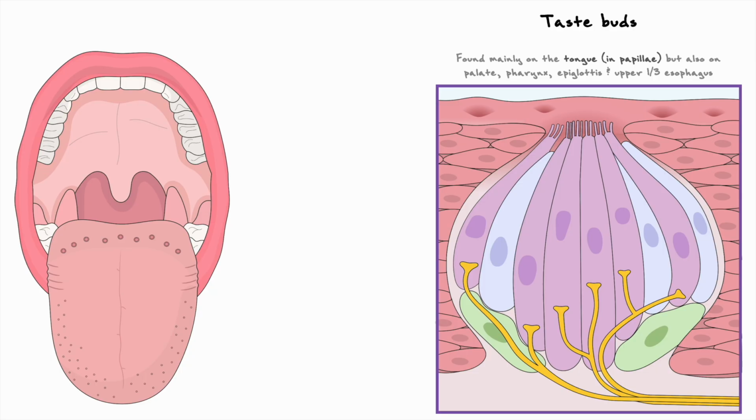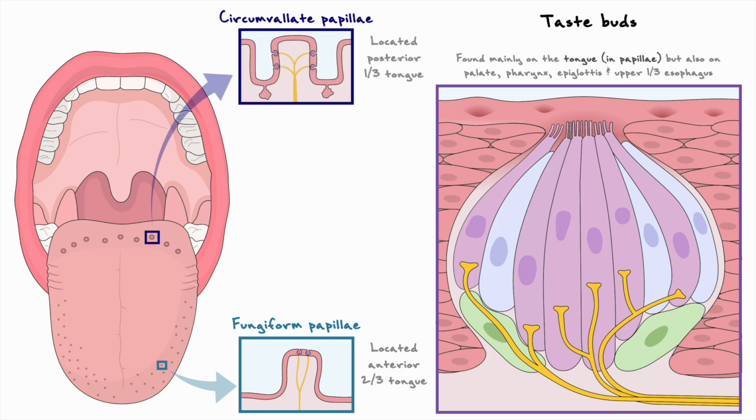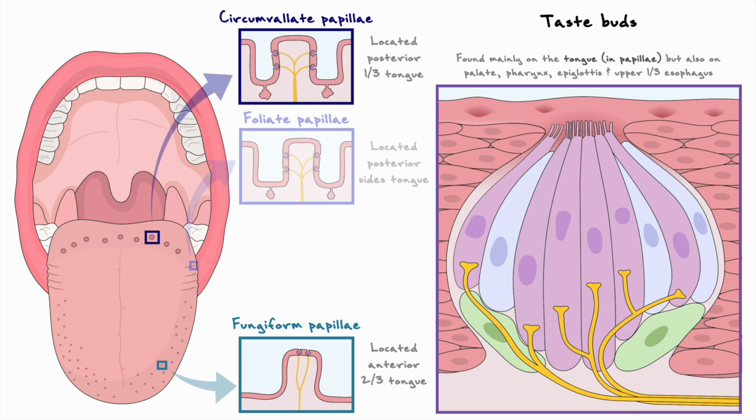When we consider the papillae of the tongue, which again are the main sites where we can find taste buds, there are actually 4 different types of papillae that vary in shape, function, and location. The anterior 2/3 of the tongue are composed of fungiform papillae, whereas the posterior third are composed of circumvallate papillae. On the posterior sides of the tongue, we can find the foliate papillae, and as you can see, in all 3 of these structures, we can find taste buds.